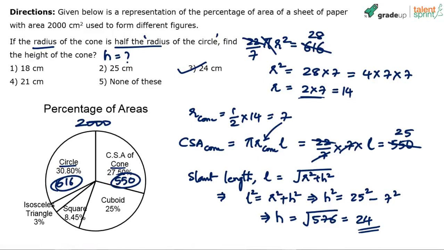So what are the steps? First step, find out the radius of the circle. You know the area of the circle. Based on that, get the radius of the circle. Once you get the radius of the circle, you can get the radius of the cone, because radius of the cone is half of radius of the circle.